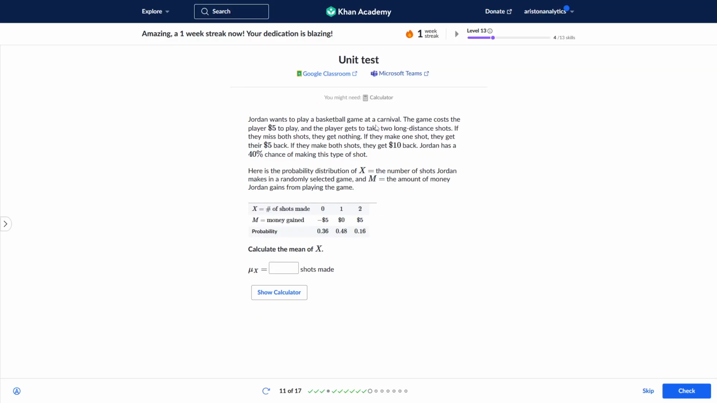Jordan wants to play a basketball game at a carnival. The game costs the player $5 to play. Okay, calculate the mean. And the player gets to take 2 long distance shots. If they miss both shots, they get nothing. If they make one shot, they get their $5. They get $10 back. Here's the probability distribution of X. X is the amount of money gained from playing the game.